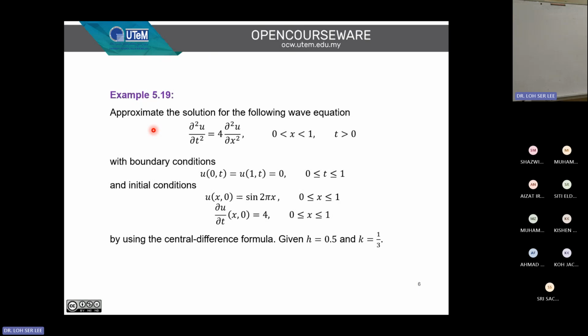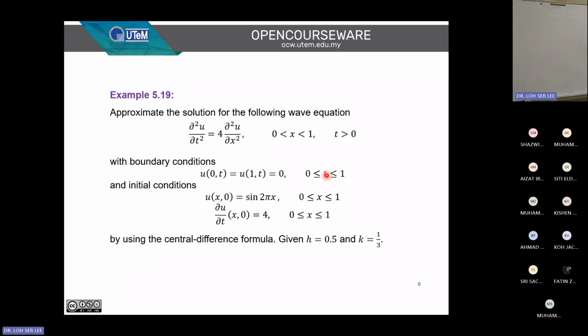Approximate the solution for this wave equation with the boundary conditions given, this initial condition and initial velocity. From here, we know that x goes from 0 up to 1 with a step size of 0.5, so 0, 0.5, 1. We have 3 points for x. For t, we have 0 up to 1 with a step size of 1/3, so 0, 1/3, 2/3, and then 1. We have 4 different values for t.